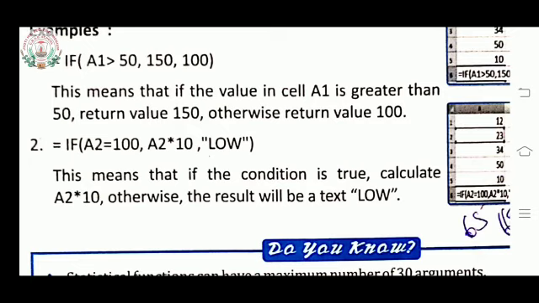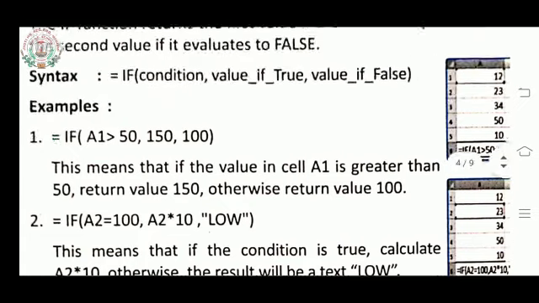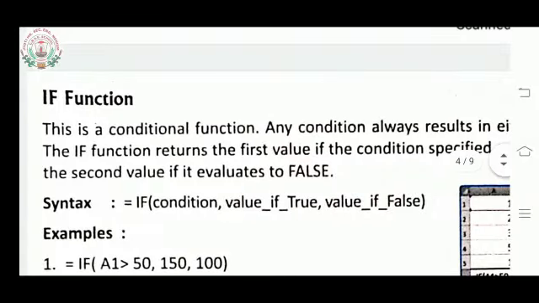OK, that example, what is written here, this means that if the condition is true, calculate A2 into 10. Means whatever value is written there, that value into 10 you have to do. Means that the processor will do and give you the answer. Otherwise, means if the condition is false, the result will be a text, LOW, low. Understood? So this is about the IF function.